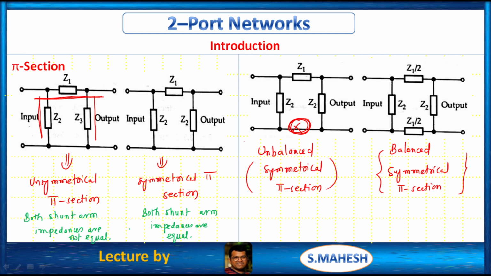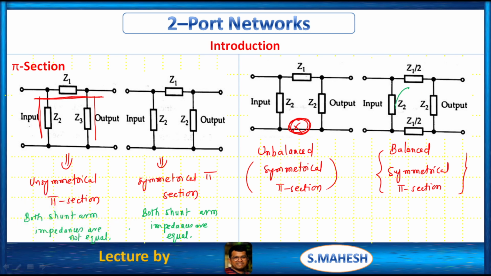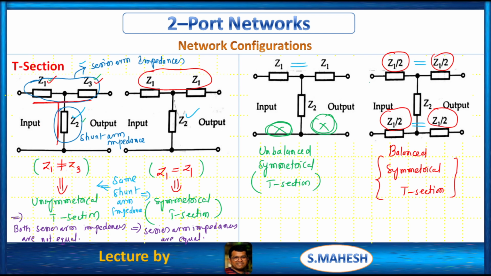Now we have to discuss this section, which is also called, see, this looks like an O section, or we can call it O section. Like that, this balanced symmetrical T section is called, this looks like H, right? Sorry, yeah, looks like I. This balanced symmetrical T section we can call H section.